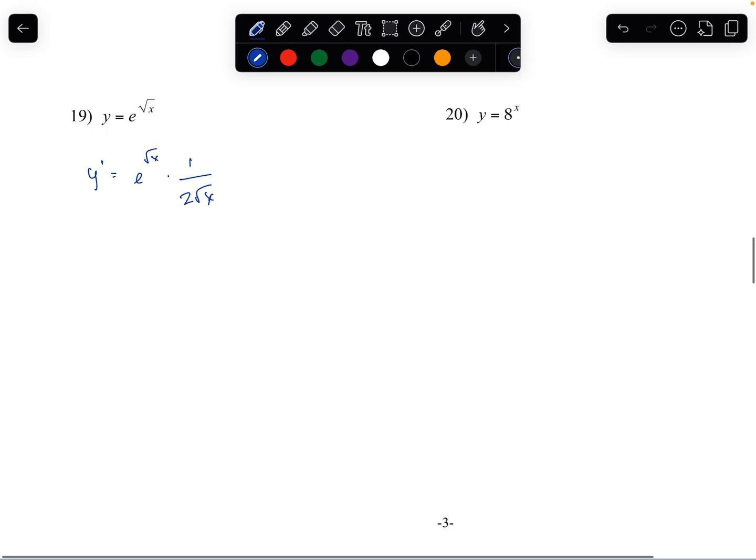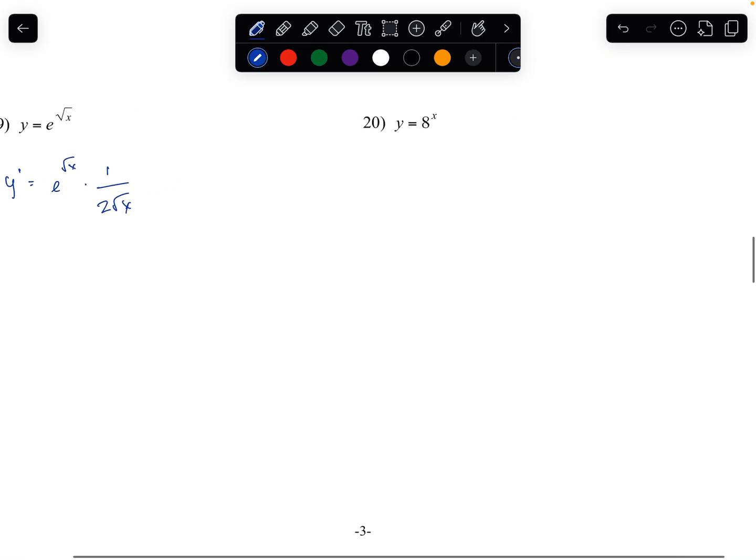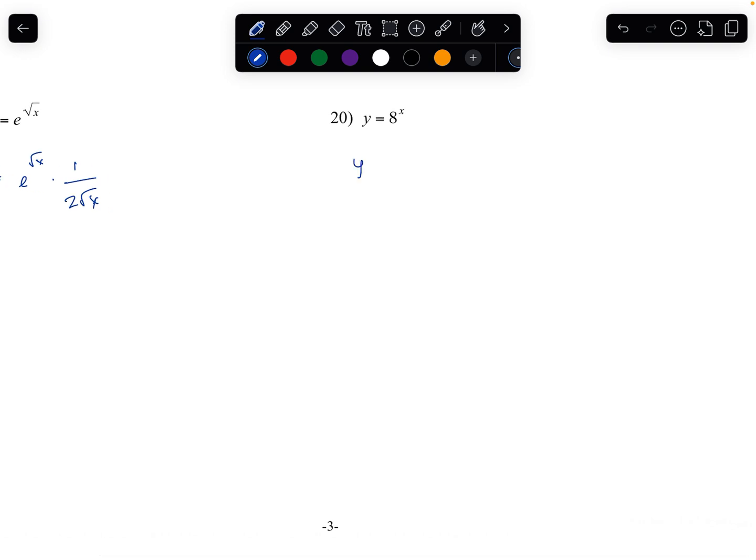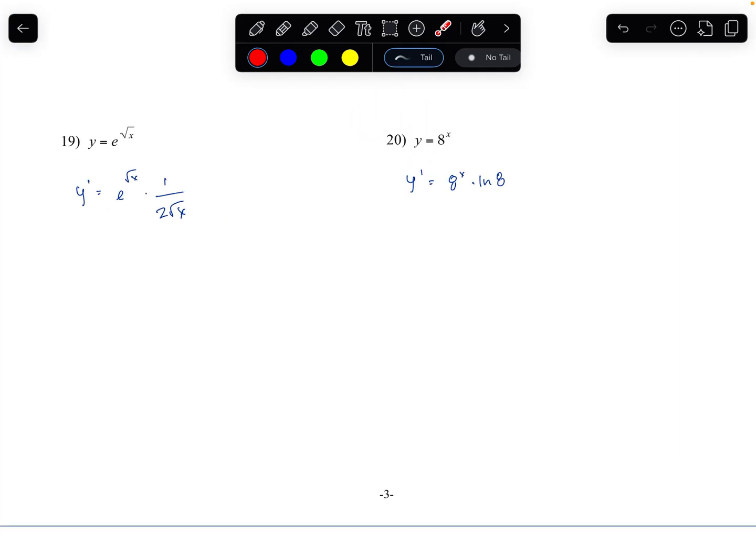Okay. What in the world? 8 to the x is just going to be 8 to the x times by the natural log of 8, if you remember your derivative rules. But the inside is just x, so no chain rule is needed. So, okay.